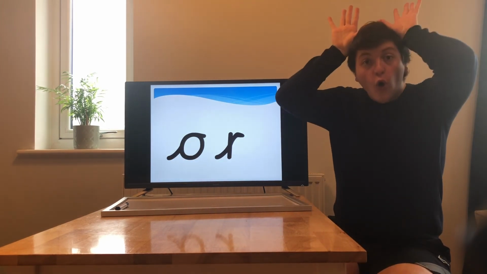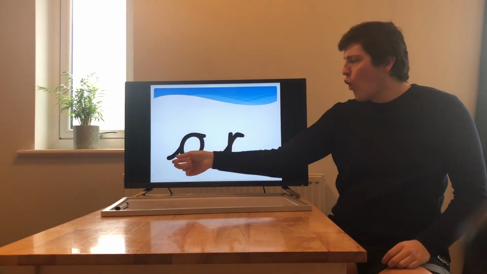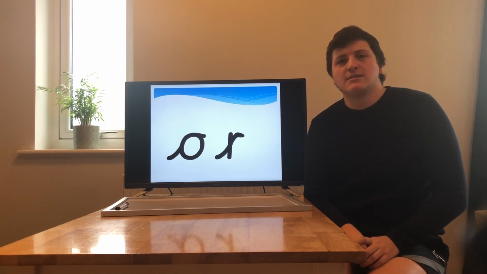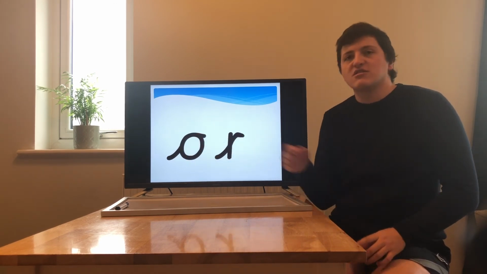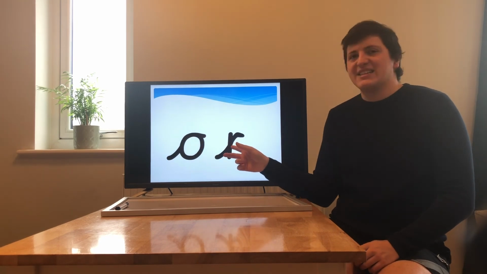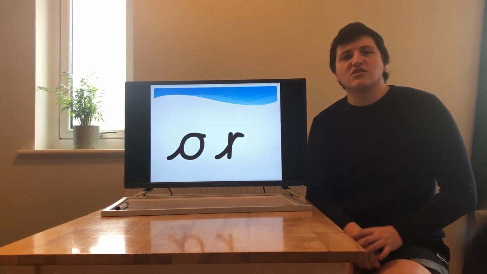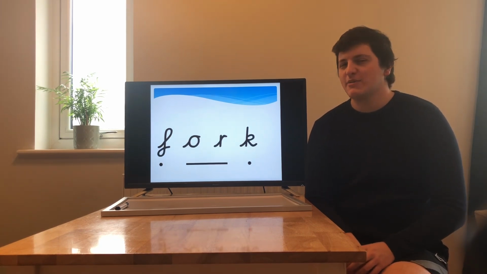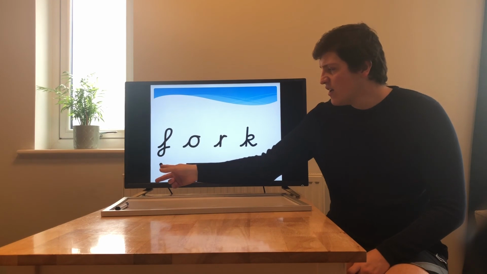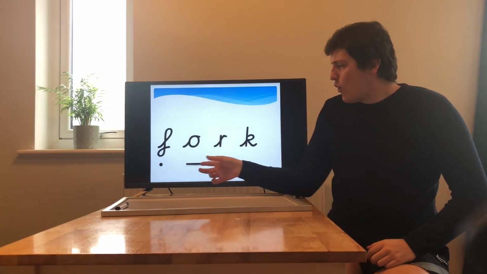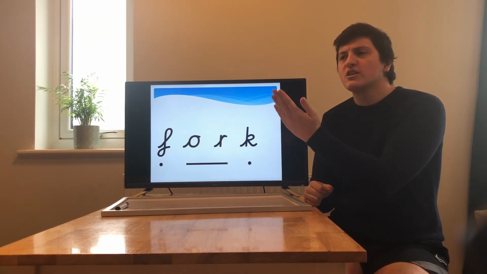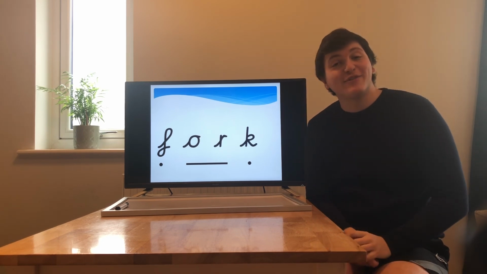And the last one, the most recent one we learned, is the or. Remember? Or, made up of the letter O and the letter R. Should we put that into a word? I wonder if you can read that word before I do. Fork. You eat with your knife and fork. Well done.